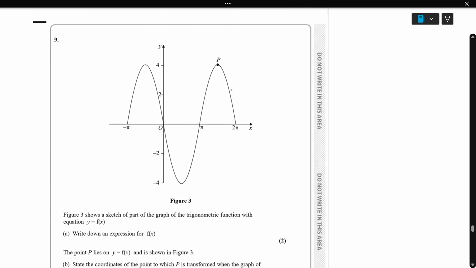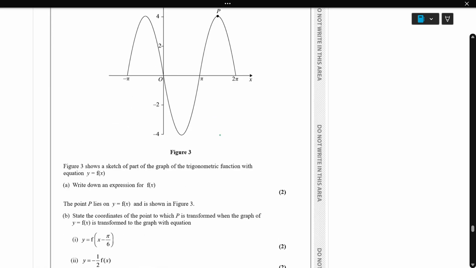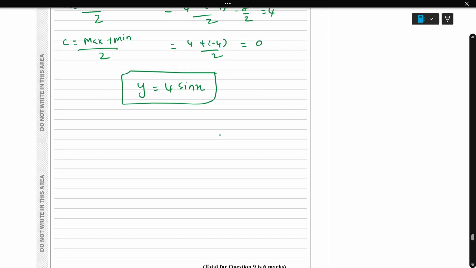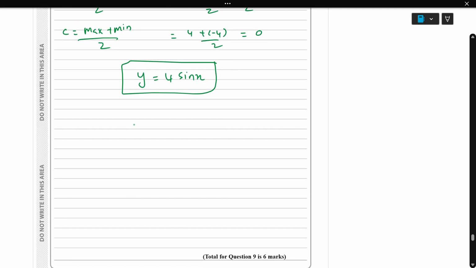So the maximum point is going to be, this is 180. So pi plus pi by 2, which is 3 pi by 2, comma 4. P coordinate is going to be, now we are doing the second part, pi plus pi by 2, so 3 pi by 2 comma 4.